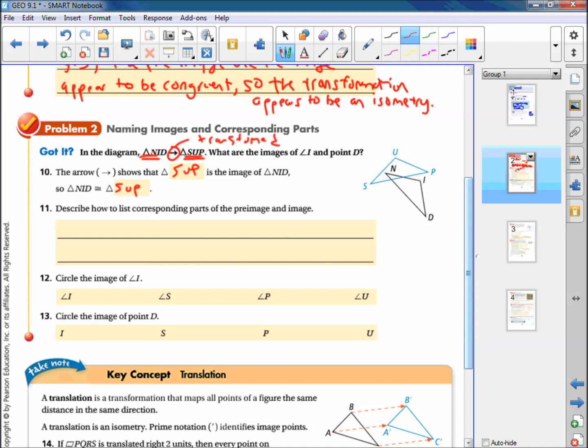Describe how to list the corresponding parts of a pre-image and image. And this is going to say something like this: list corresponding parts of the pre-image and the image in the same order.